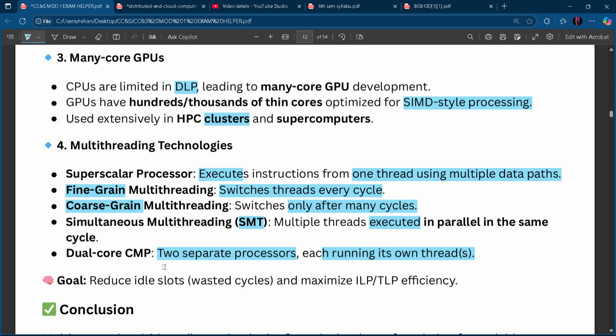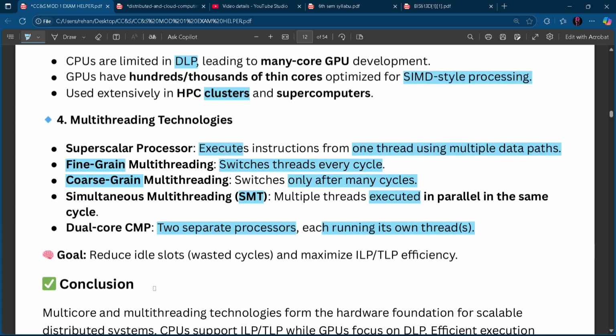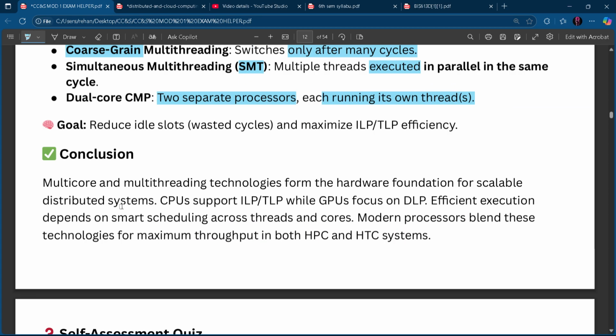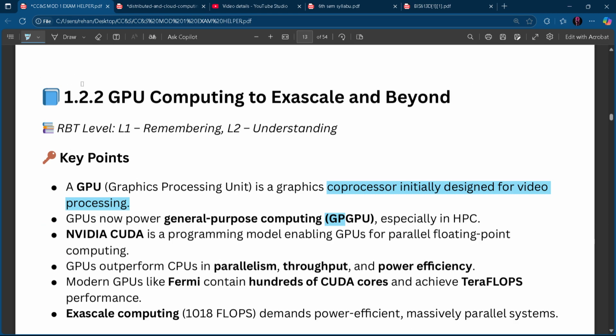Dual core CMP. What is CMP? Okay, we'll see that. Two separate processors, each running its own threads. CMP is basically the first part we read with IoT. It's most probably about that itself. Then it concludes the topic.